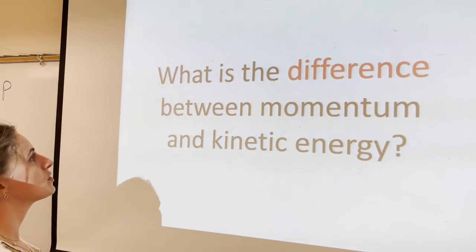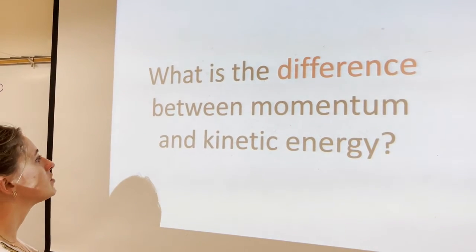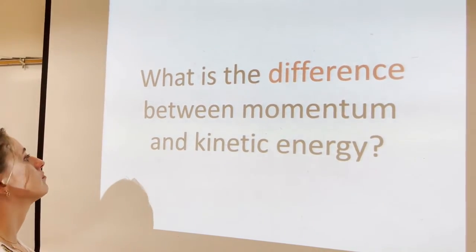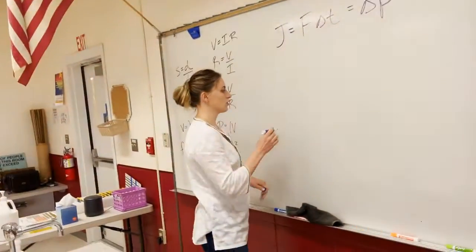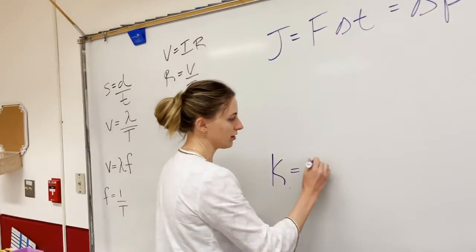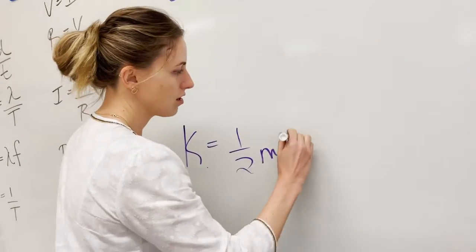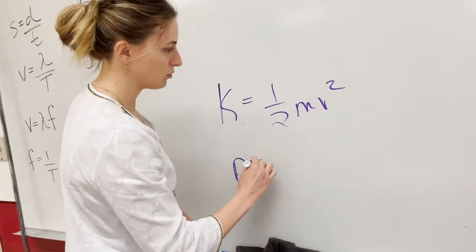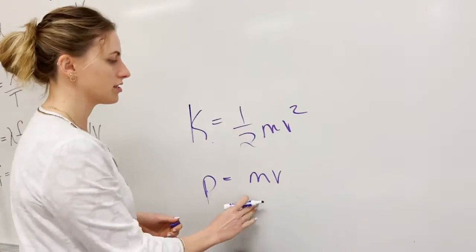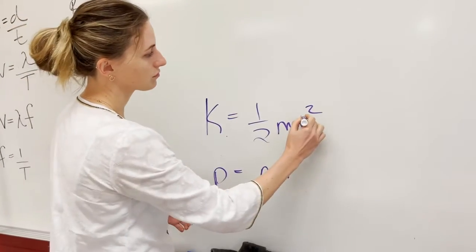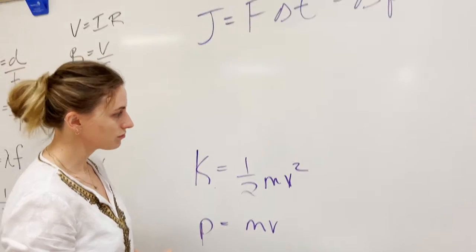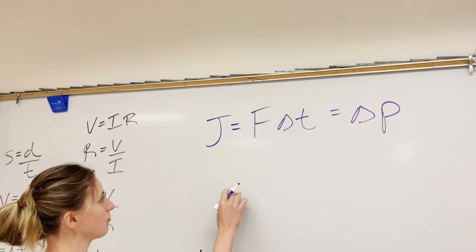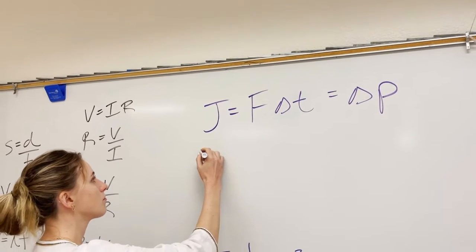What is the difference between momentum and kinetic energy? Okay. Now, two ways of looking at this. So the first is that we know that kinetic energy is 1/2 mv squared. And we know that momentum is equal to mass times velocity, right? So just looking at the equations, you can see the equations are different, but really the idea goes back to what changes momentum and what changes energy.